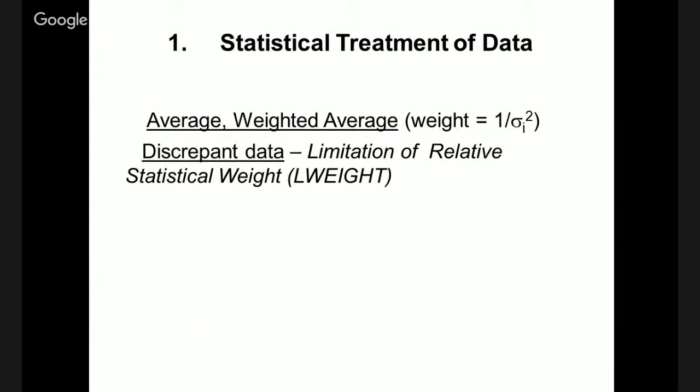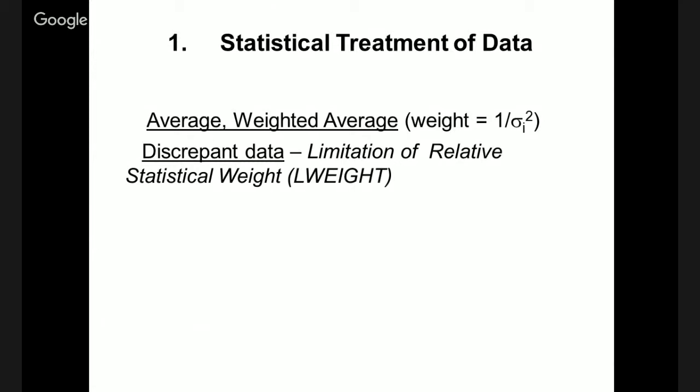We average our data, something very, very simple. We learned that in kindergarten. But sometimes we do it a little bit more complicated. We assign weights to the data. The weight is 1 over sigma squared. Then we also study discrepant data, and we have different methods to deal with discrepant data. The simplest one is the one that gives you the external error and the internal error.